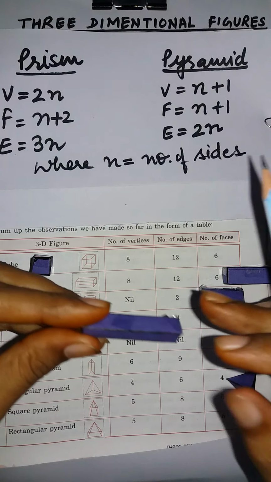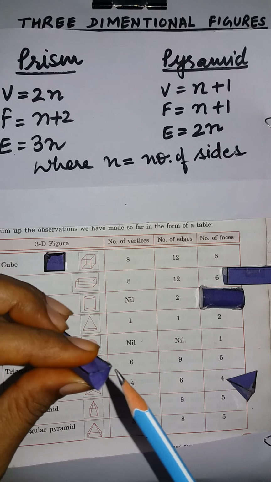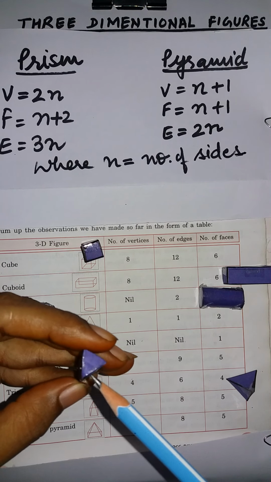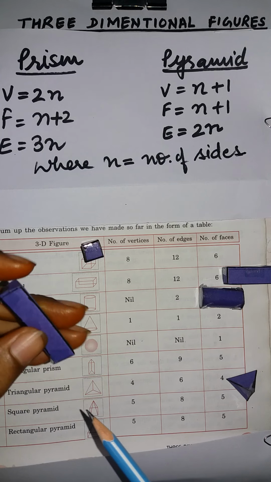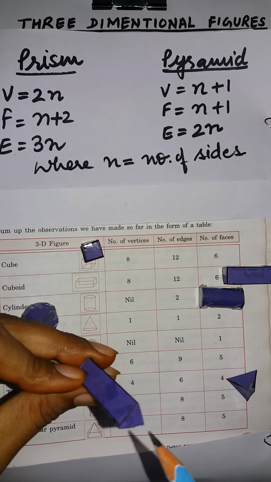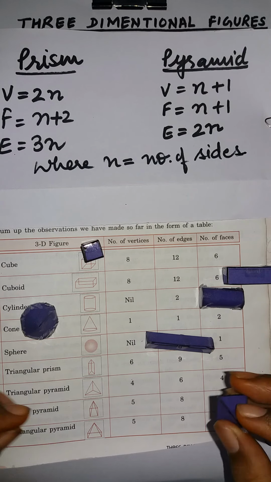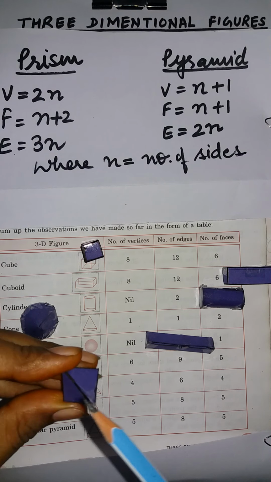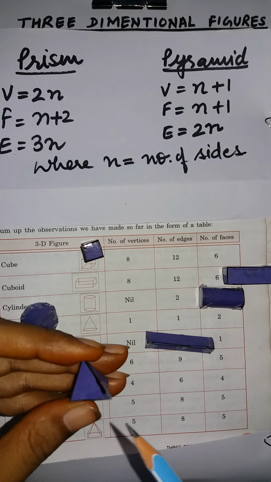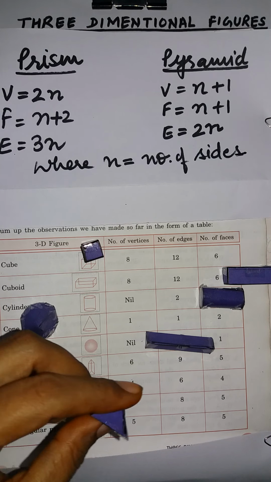Triangular prism, 6 vertices, the plural of vertex is vertices, so 6 vertices, 9 edges, 3 here and 3 and 3, 9 edges and 5 faces, 1, 2, 3, 4 and 5. Triangular pyramid, or here the tetrahedron, 1, 2, 3, 4 faces, 1, 2, 3, 4 vertices and edges 1, 2, 3 and 3, 6 edges.